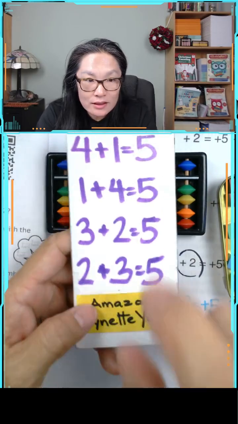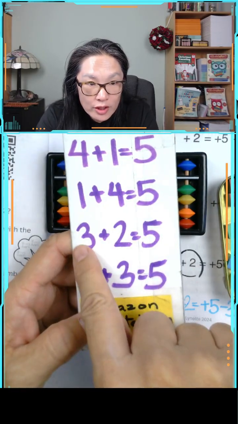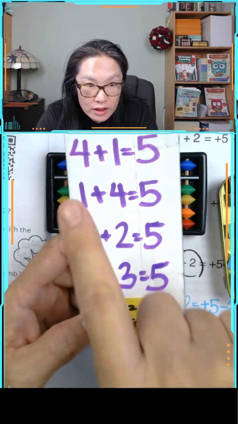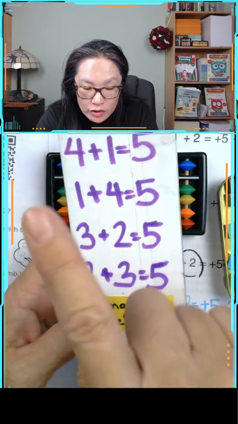Because there's a set. You know how to do the 4. You know how to do the 3. You'll know how to do the 1. You'll know how to do the 2. You'll know how to do the 1.